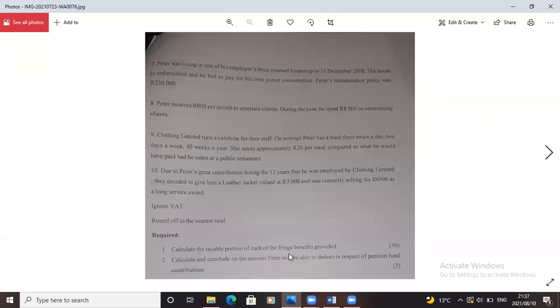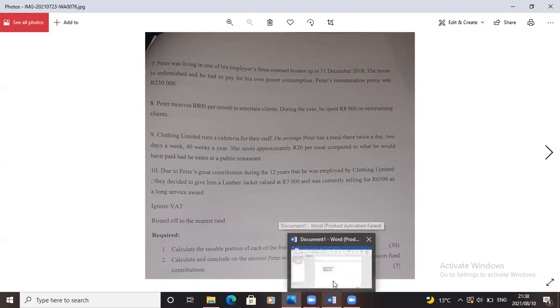So that was all required. Number 1 is to calculate a taxable portion. Before we move on to number 2, does anyone have a question?